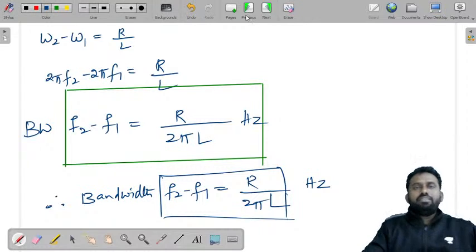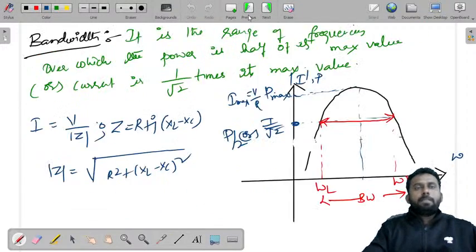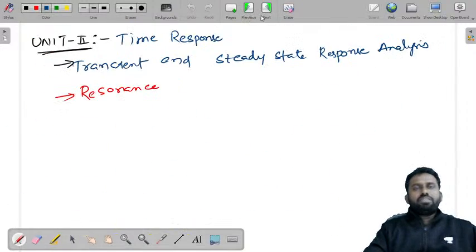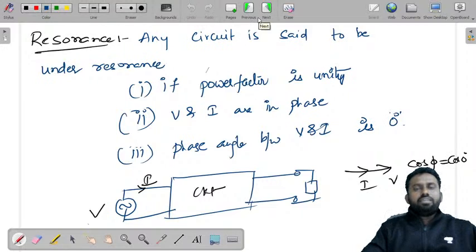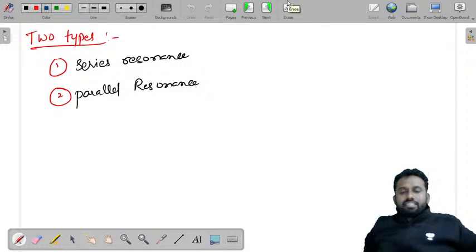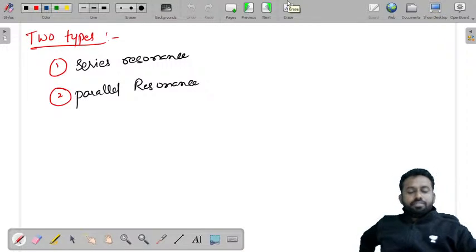Right, so we have seen this. Let's go back and see what we have done till now. We have seen what is a resonant circuit. Any circuit which has power factor 1 or whose V and I are in phase and phase angle between them is 0, that is said to be a resonant circuit. Then types of resonant circuit, we have seen series resonant circuit and parallel resonant circuit.